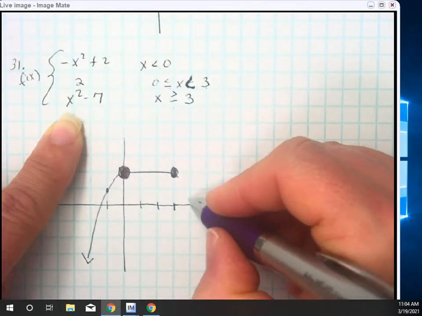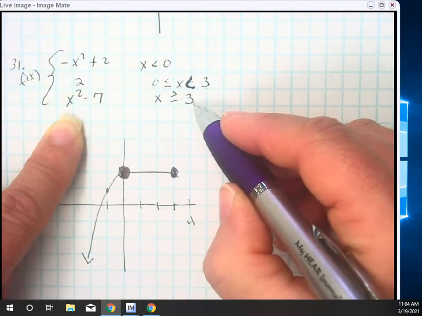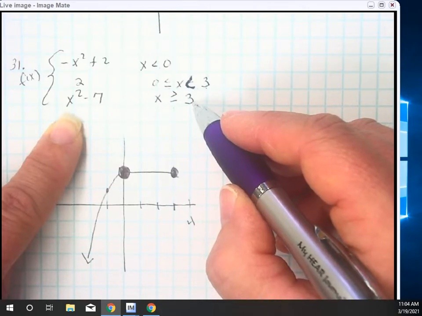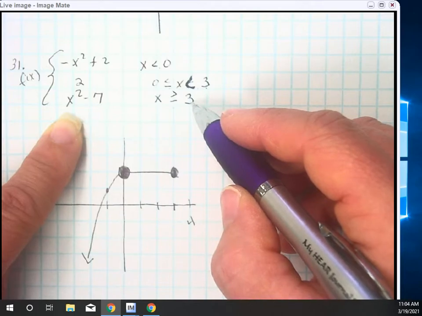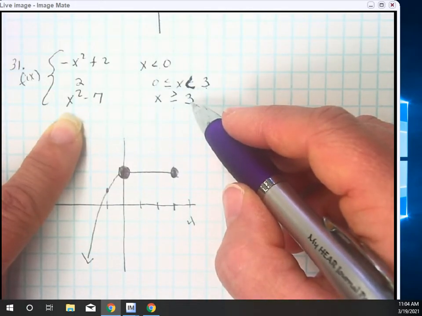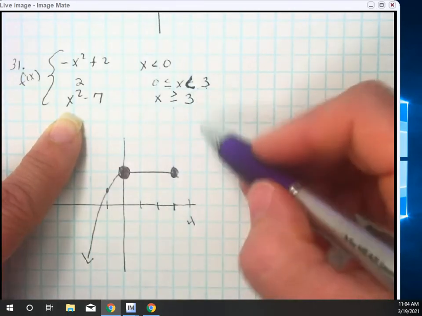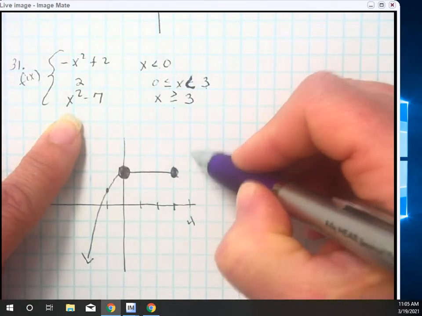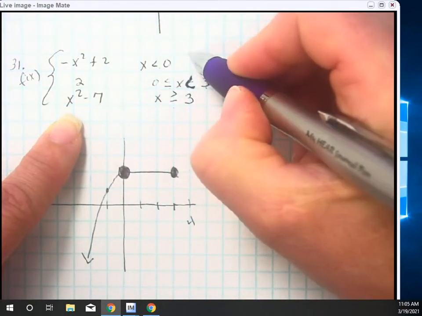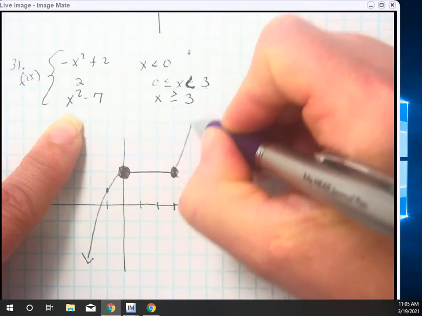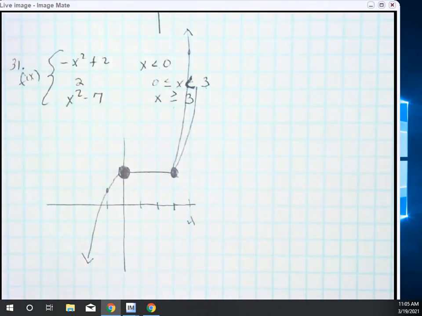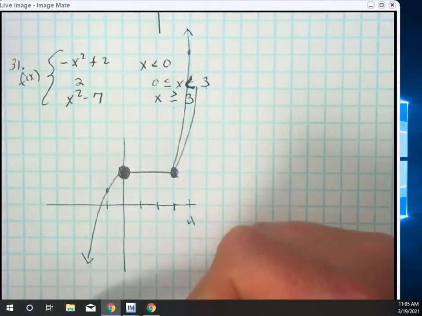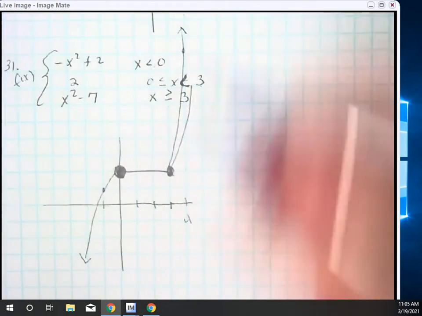Now I need to pick a number to the right of 3. Well, 4 squared, 16 minus 7. Wait, 16 minus 7. 9. All right, so I'm at 2, 3, 4, 5, 6, 7, 8, 9. And that tells me that I'm curving, whoops, this way. So it's this crazy plateau, then going up graph.